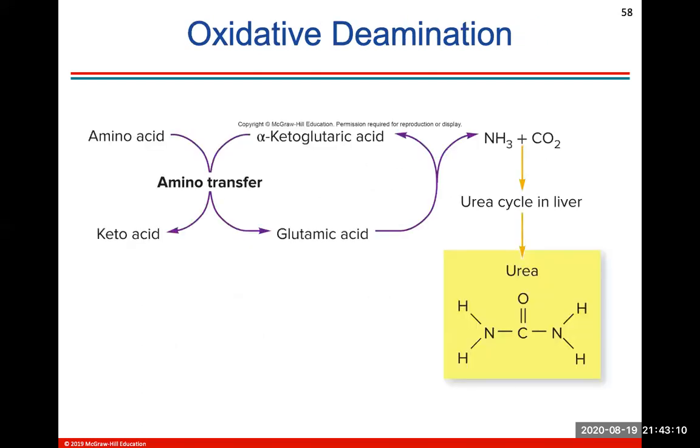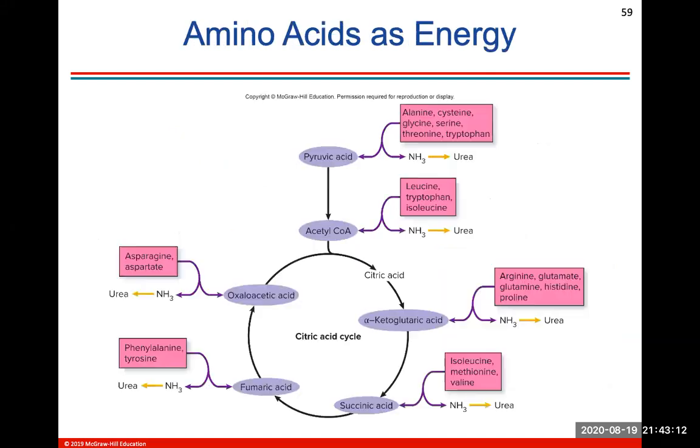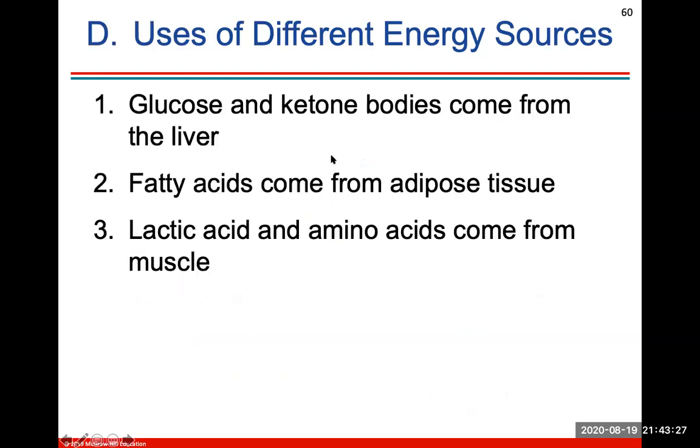And this is just going through the steps of oxidative deamination. And again, it's just important to remember that lipids, fats, and amino acids, which are proteins, can be used as energy because they can enter this cycle when they turn their amino acids into pyruvic acid.